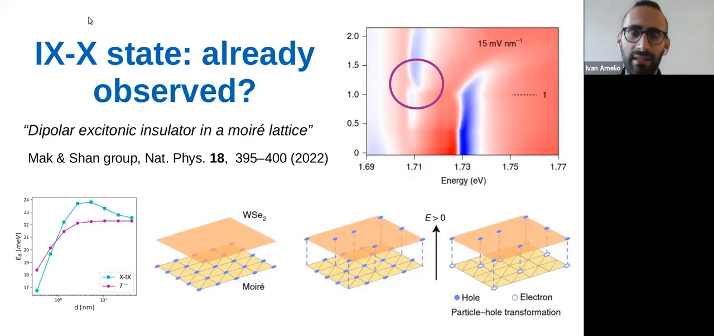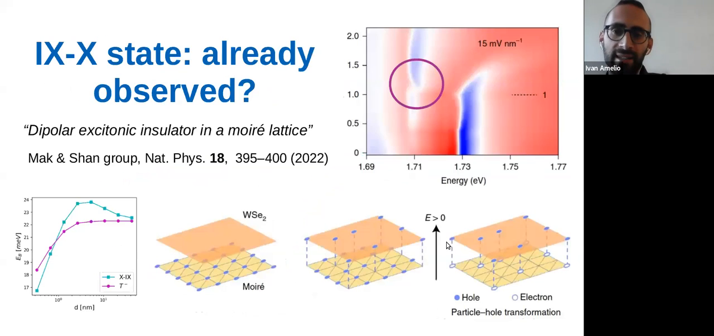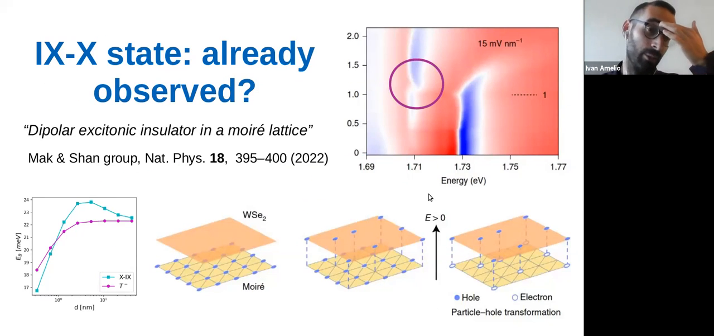Actually, this difference between the binding energy of a tryon and of this kind of biexciton may have already been observed in a different flavor of excitonic insulator. Here, the idea is that we have two layers. In one layer, we have a moiré Mott insulator. If we apply some bias, you can transfer some charges, keeping the total filling at 1. And if you do a particle transformation, these are kind of excitons.